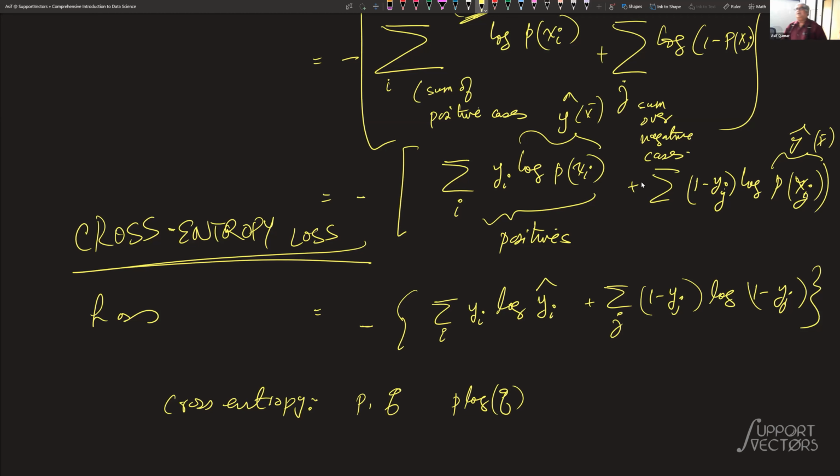So, for example, if P is 1, probably it is a cherry, and Q, which is the prediction, is also 1. It says I am a cherry. It is surely a cherry. Log of 1 is 0. So the cross entropy will be 0. Means there is no difference between the two. They are in total agreement. Cross entropy is a measure of disagreement or differences between two probabilities.